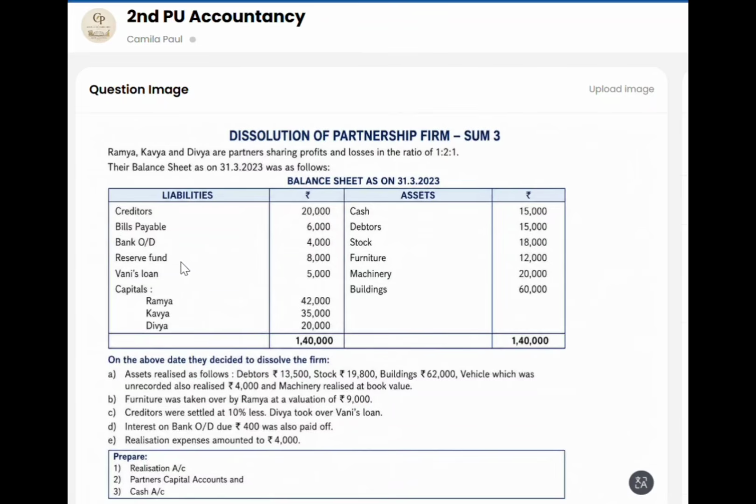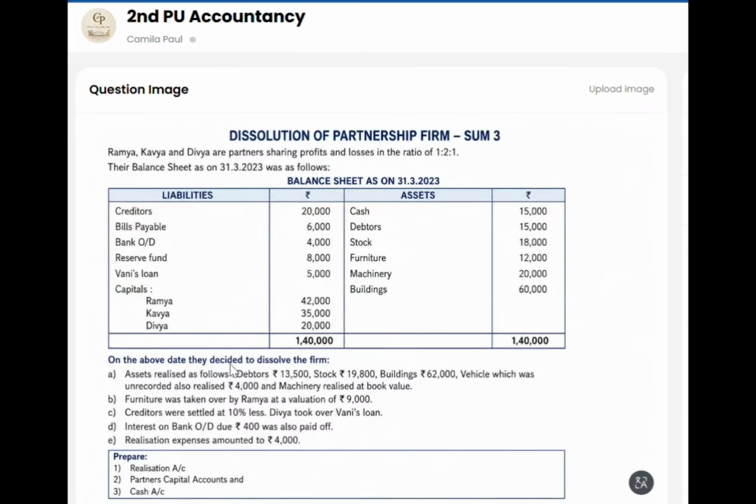The other entries here, reserve fund and the capital accounts, will go to the partners' capital accounts. And on the asset side, we have cash. Cash will be the opening balance of the cash account. Now, given below the balance sheet are the adjustments.